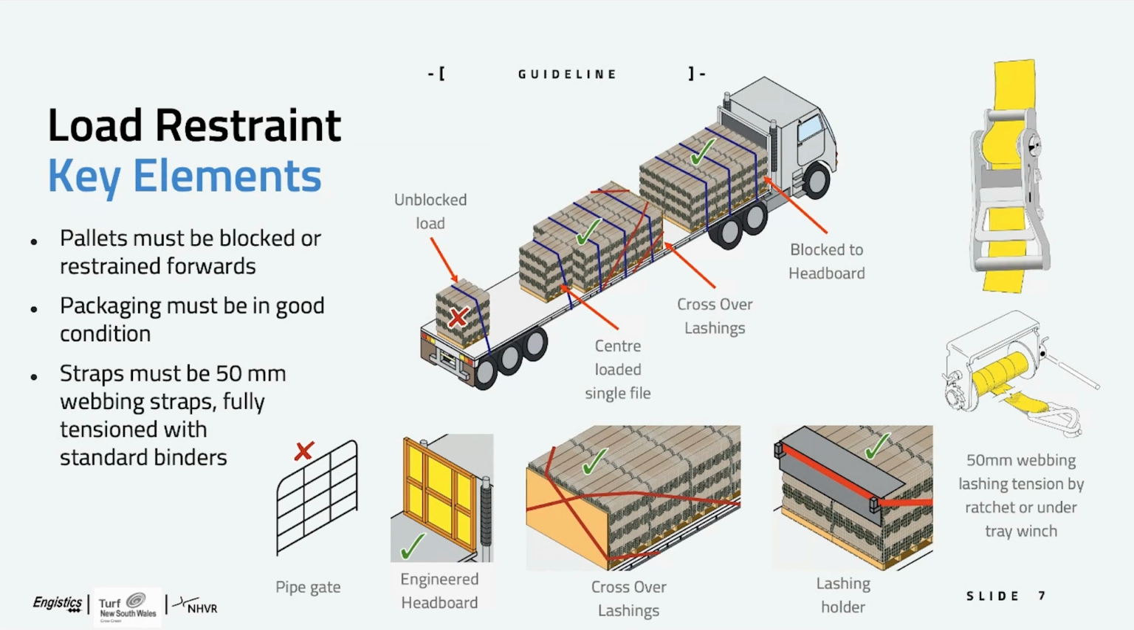When we're blocking forwards, it's always got to be to an engineered headboard and not a pipe gate. Straps used in the system must be 50mm webbing strap, fully tensioned with at least standard binders or under tray winches. Unblocked loads are not suitable for this load type.